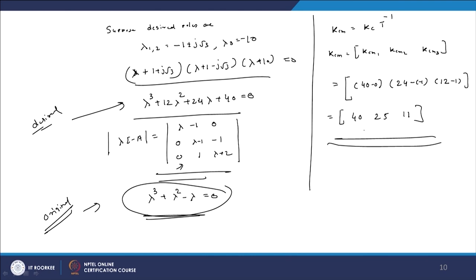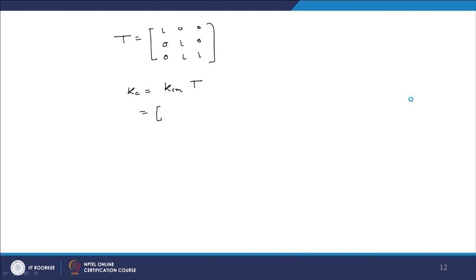Now we have also got KCM, so we multiply KCM with T. Finally we have got T as 1, 0, 0, 0, 1, 0, 0, 1, 1, and your KC is KCM into T, where KCM which we determined earlier is 40, 25 and 11. So we write 40, 25, 11 times T as 1, 0, 0, 0, 1, 0, 0, 1, 1, and after solving this we come across 40, 36 and 11. This is the controller K.